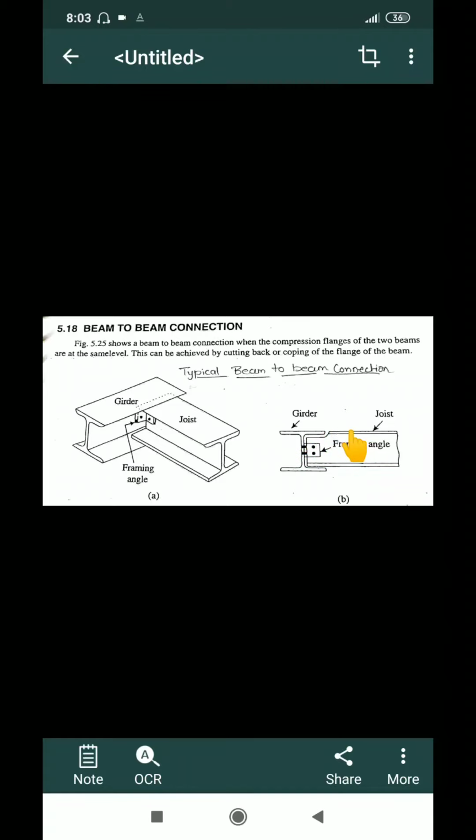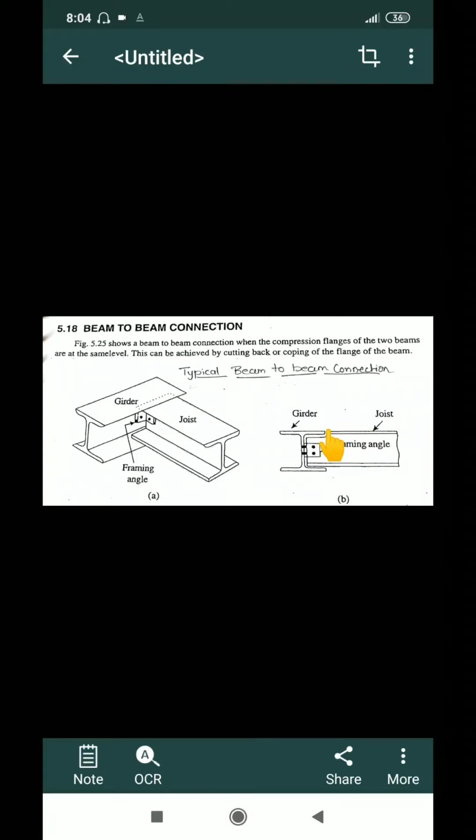That is, if this depth is more and this depth is smaller, then make sure that the levels of the top flanges are the same, whereas the bottom can have a difference. The reason for providing such an arrangement is that this gives us a flat, unobstructed floor on the upper floor.